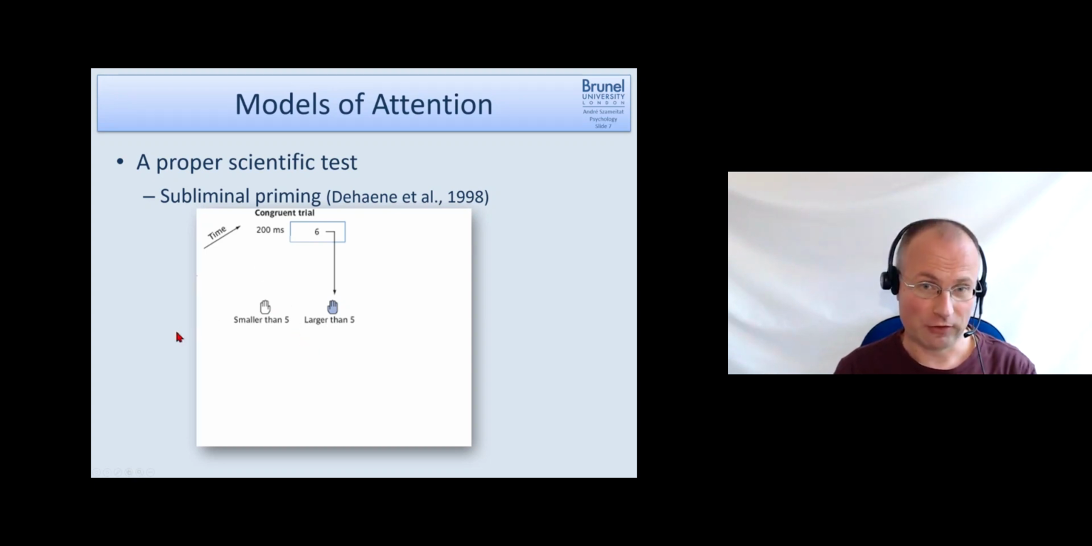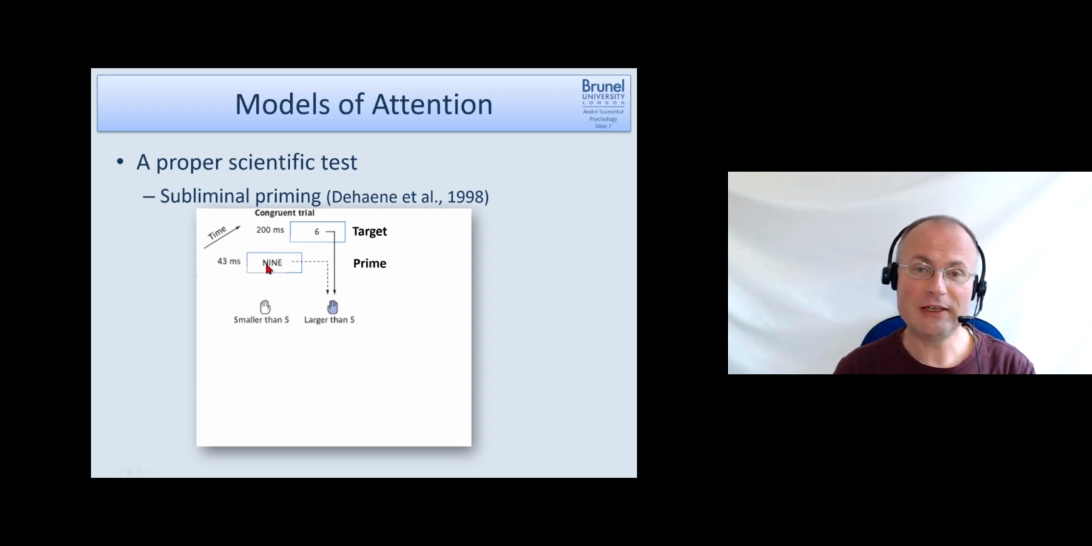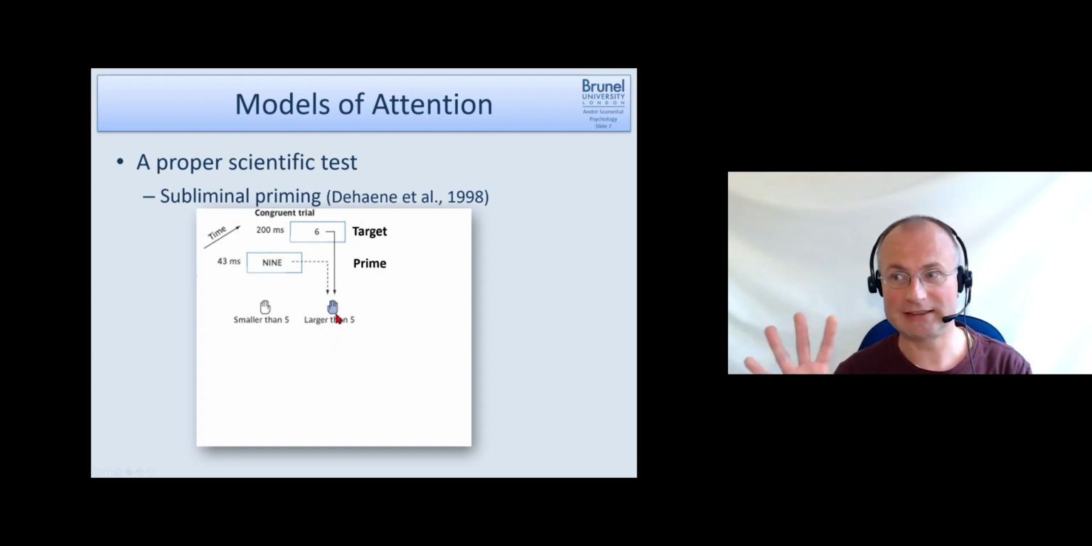Okay, but this of course wasn't the whole paradigm and experiment. They had additional stuff. This is the so-called target they have to respond to. Now, briefly before the target, they have shown a prime stimulus, which could also be a number. In this example, it's number 9. This would be a congruent trial, because the prime, which is 9, and the target, which is 6, both require you to choose to respond with the right hand, which is for larger than 5.